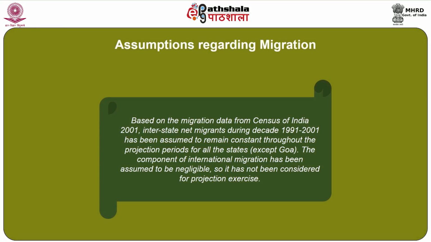Assumptions regarding migration. Based on the migration data from the Census of India 2001, interstate net migrants during the decade 1991 to 2001 have been assumed to remain constant throughout the projection period for all the states except Goa. The component of international migration has been assumed to be negligible, so it has not been considered for the projection exercise. A summary of base level data used in the projections is given in Table 6. Table 7 gives the projected values of net migration for the projected period of 2001-05 to 2021-25.